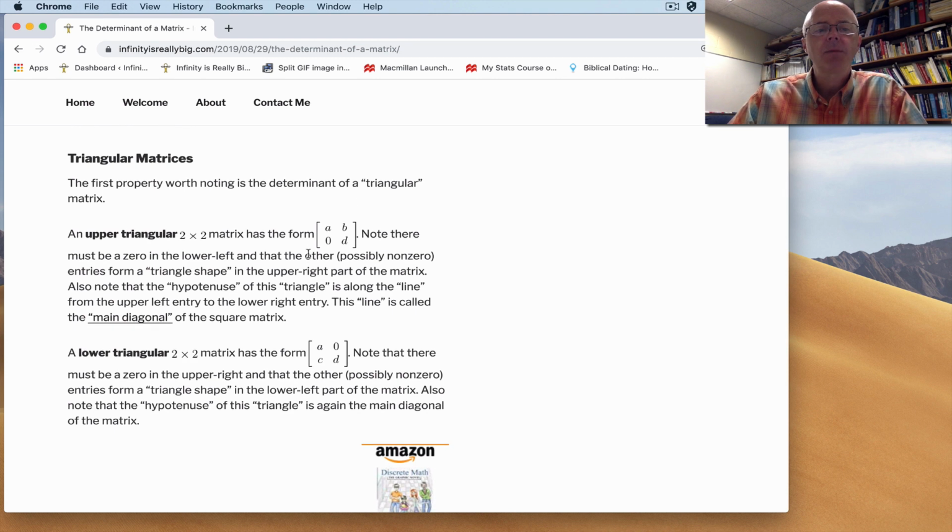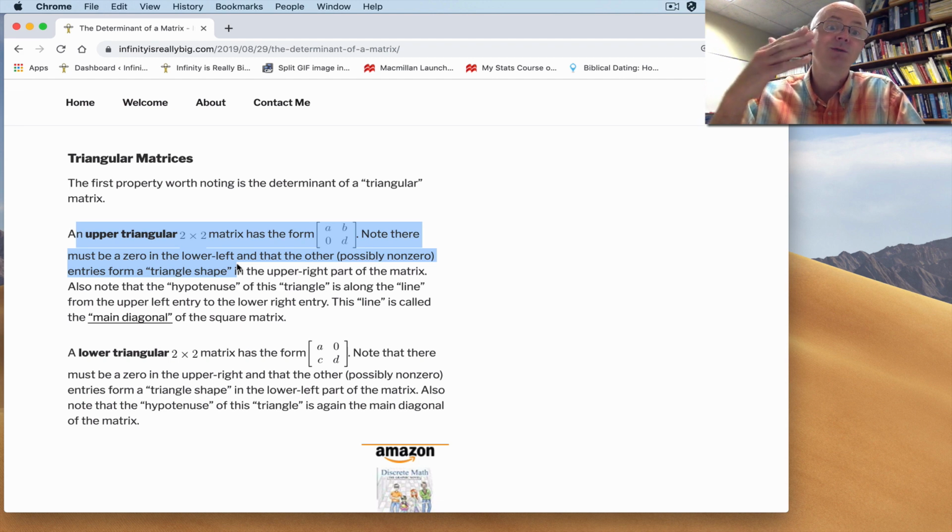Before we can talk about the properties, it's worth giving a couple definitions. An upper triangular matrix that's 2 by 2 is of this form. There must be a 0 in the lower left corner, which ends up meaning that in the upper right part of the matrix, there's sort of a triangle shape of possibly non-zero numbers. That's why it's called upper triangular.